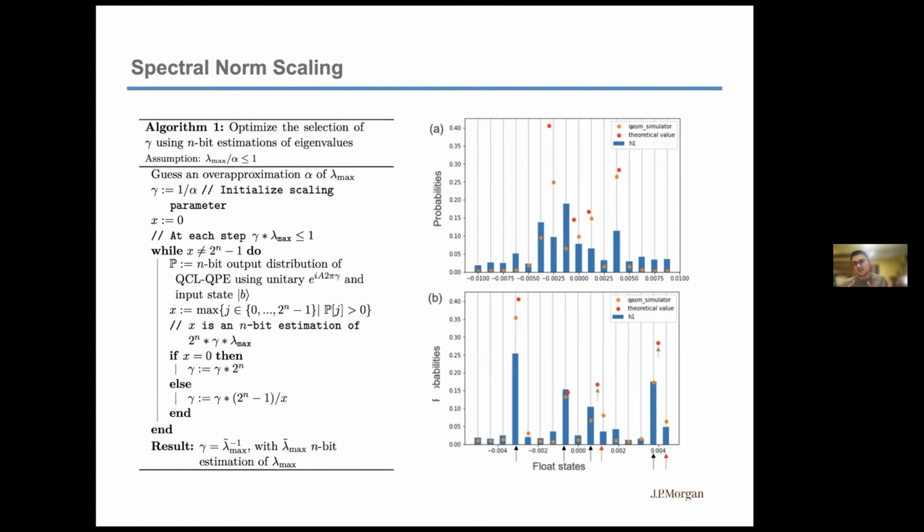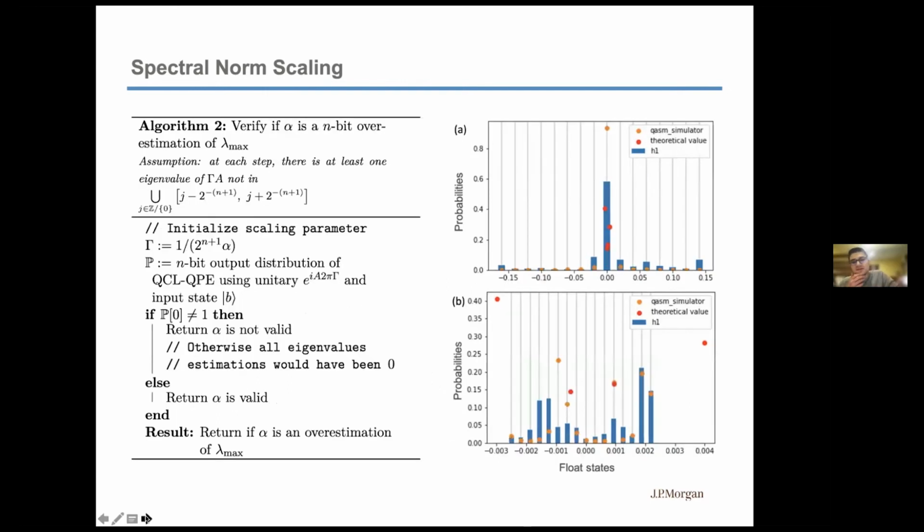And so eventually, when we start to see an estimate that has non-zero probability, we know this is close to the maximum eigenvalue, and we can scale this to be 1. And so that's effectively what this procedure is doing here, and it's using multiple iterations of QPE. And once we have this scaling factor, we can now use it to perform HHL.